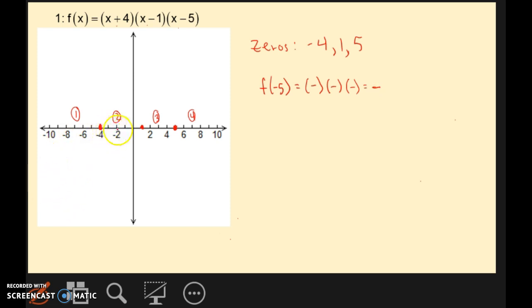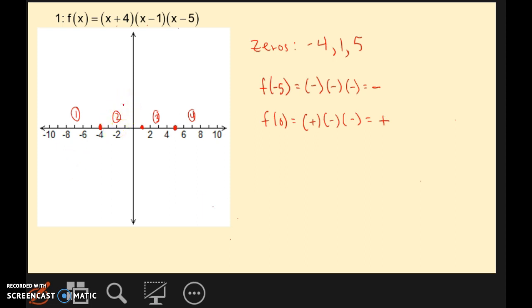I'm going to then test between -4 and 1. 0 would be a really great one to test. When I plug in 0, I'm going to have 0 plus 4, that's a positive number. 0 minus 1 is a negative number. And 0 minus 5 is a negative number. And so I end up with a positive. Noticing that -4 is a singular root, I would actually expect it to cross over from the negatives into the positives, and it does that.